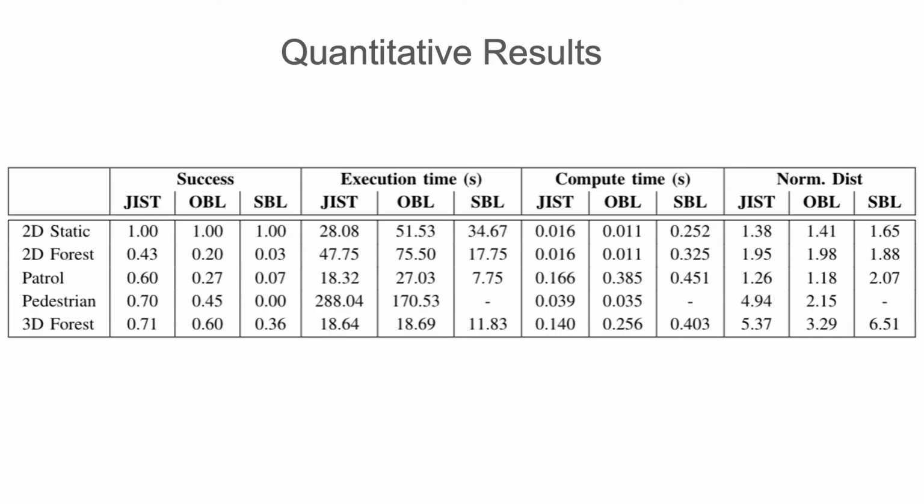We now go over some quantitative results. In all our earlier introduced environments and domains, we perform multiple experiments under different initial settings and present aggregated results in this table. The metrics we look at are the success rate of reaching the goal without timing out or terminating in collisions, the execution time taken by the robot, the computation budget for each method, and the normalized distance to the goal traversed by each robot.